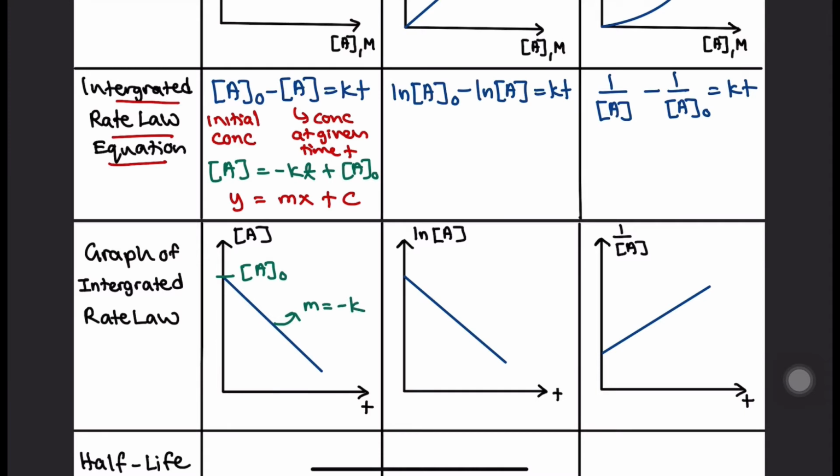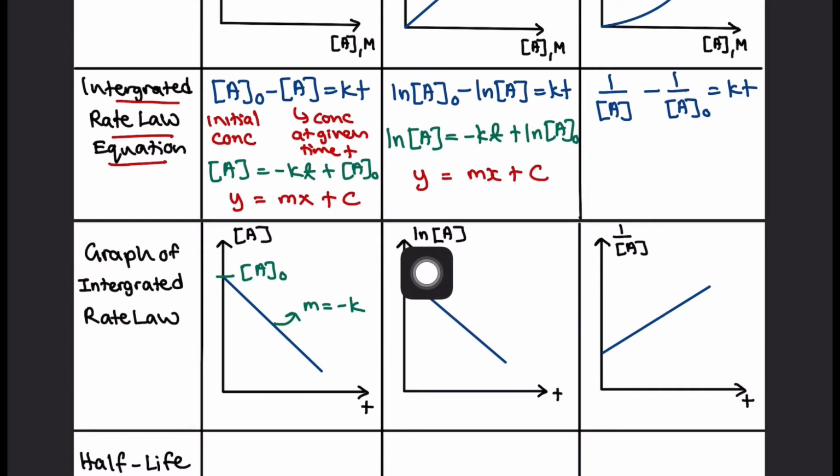Next, for first order reaction, it would be ln concentration of A equals negative kt plus ln of initial concentration of A. And this would match with y equals mx plus c. Therefore, plotting ln concentration of A against time would give us the y-intercept of ln A naught and a gradient whereby again it would be negative k.